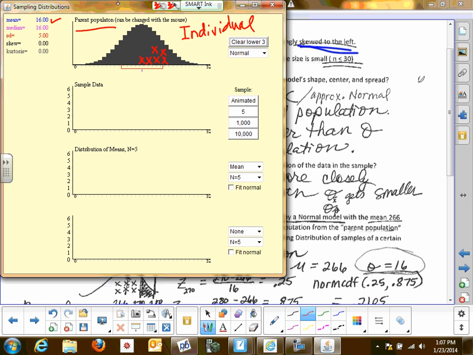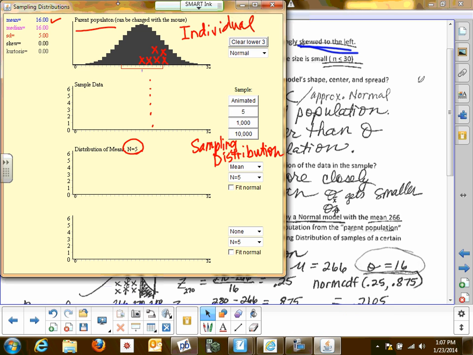Now, I didn't talk about yesterday what happens if the parent population is normal. Then, whenever I drop down means into the sampling distribution, the collection of all the sample means, what is the shape of that one? So we skipped that little tidbit yesterday. So let's talk about it now. What would you think the shape of the sampling distribution will be if the parent population is normal? You think normal? Okay. So let's see.